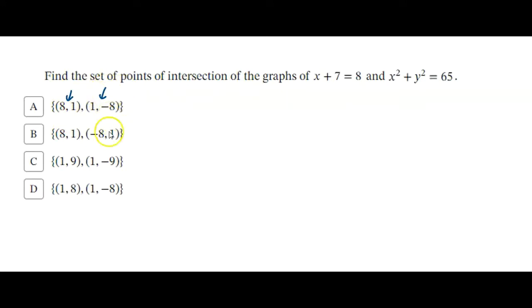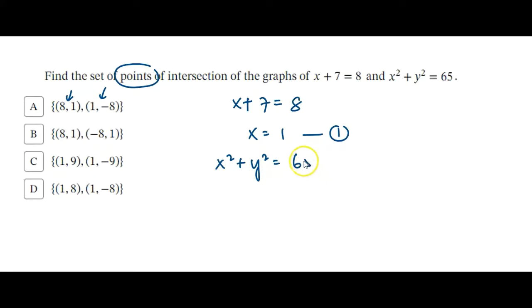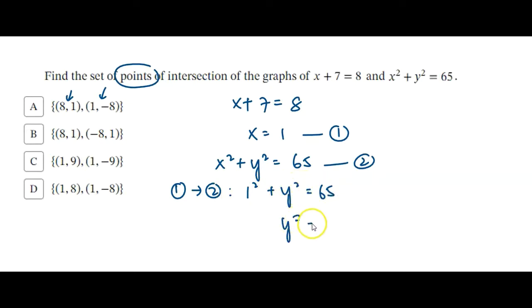Now you can see that the options given are in point form because the question states the point. But the method is actually solving simultaneous equations. Okay, let's copy down the equations. We got x equals to 8 minus 7 equals to 1. Let's name this as equation 1. And the next nonlinear equation, I have x squared plus y squared equals to 65. I name this as equation 2. Substitute 1 into 2. I got 1 squared plus y squared equals to 65, where y squared equals to 64.